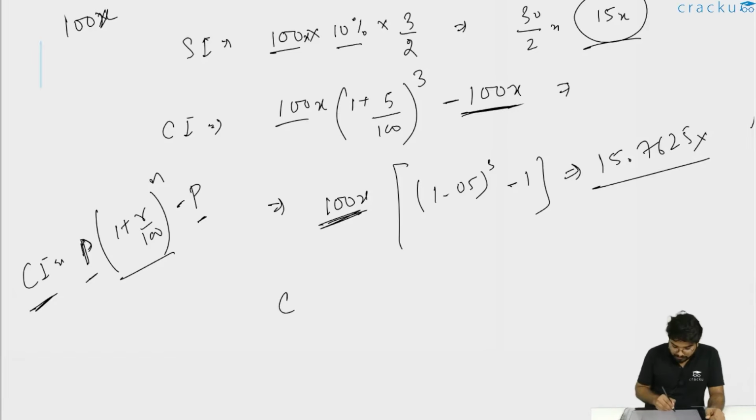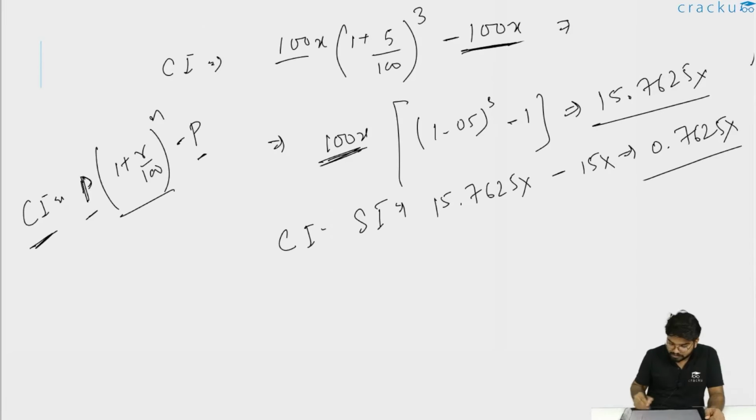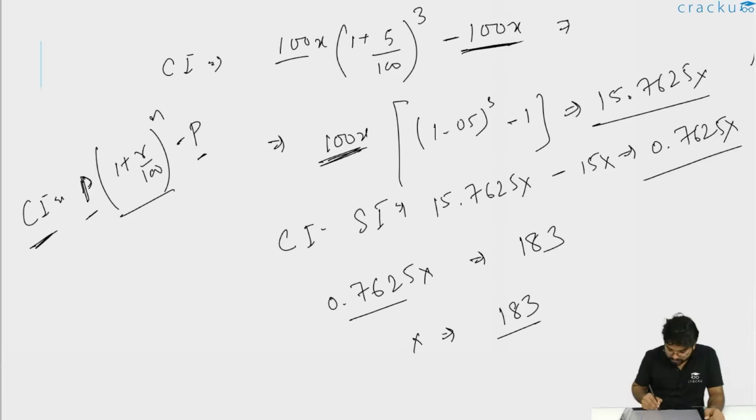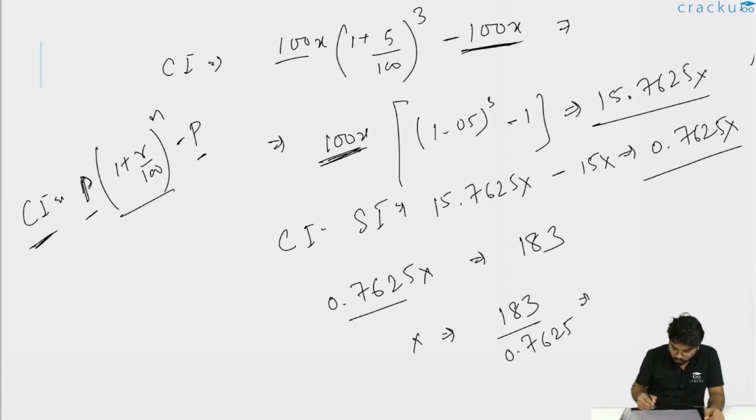So the difference between compound interest and simple interest is 15.7625x minus 15x. This will be equal to 0.7625x, and this difference, 0.7625x, is equal to 183 rupees. So we have x is equal to 183, we take it to the other side and divide. We get 183 divided by 0.7625, which is 240. So the value of x is 240.